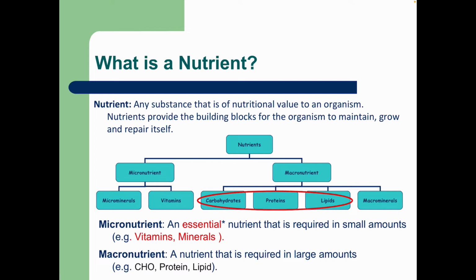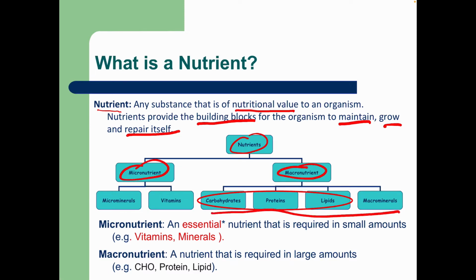So, more relevant to our course in this kinesiology focus, we'll talk quite a bit about nutrients and then how they work in our body, as well as how exercise affects this biochemistry as well. So a nutrient is any substance that is of nutritional value to an organism. Nutrients provide the building blocks for the organism to maintain, grow, and repair itself. So here we have a breakdown of our nutrients. So we have our micronutrients and our macronutrients. So here are those macronutrients we talked about, as well as our macrominerals.